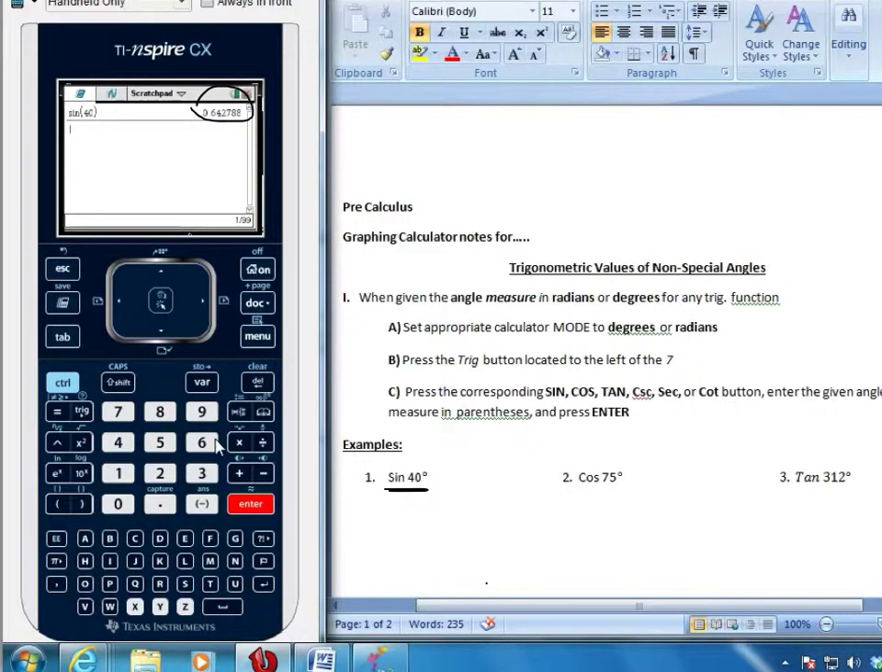40 degrees is in the first quadrant, so it should be positive. I'm just going to put down the answer. I'm going to round it to 3 places, so I'm going to put 0.643. So that's my answer. Okay, next one.